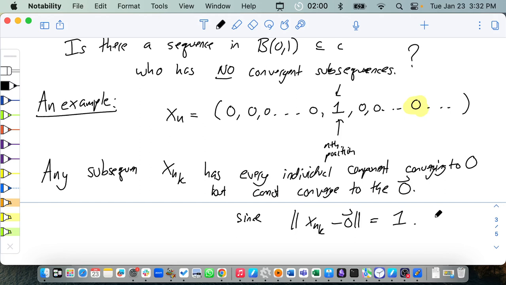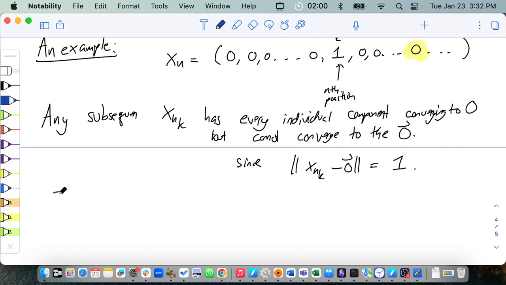This is quintessentially how you should think about a compact set. A non-compact set is somewhere where you have sequences that escape off to infinity in some sense, right? In this situation, you're escaping off to infinity not because the entries themselves are getting big, but because you have one entry of size one and it is kind of escaping. That's why it's not a compact set.